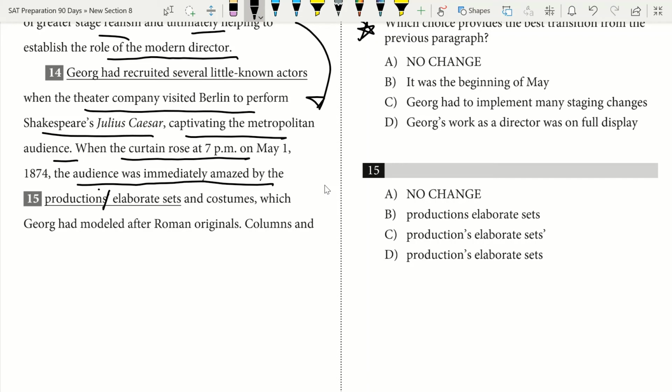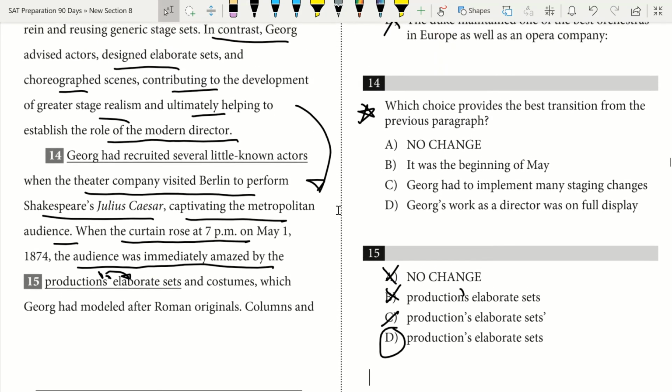Okay, I know productions, there's only one production, and this apostrophe has to come before the S because it's the production's elaborate setup, so they own it, okay? But it's not plural productions, there's only one, so we don't have that apostrophe after the S, it comes before it, and they own these elaborate sets. These sets don't own anything, and there's no apostrophe that is needed in sets, so I can go ahead and get rid of C. I take a look at my options. B is incorrect because the productions do own those elaborate sets. A is going to be incorrect, and then I see that D is going to be my correct answer for 15. Okay, that's just a question about possession and about number for our productions.